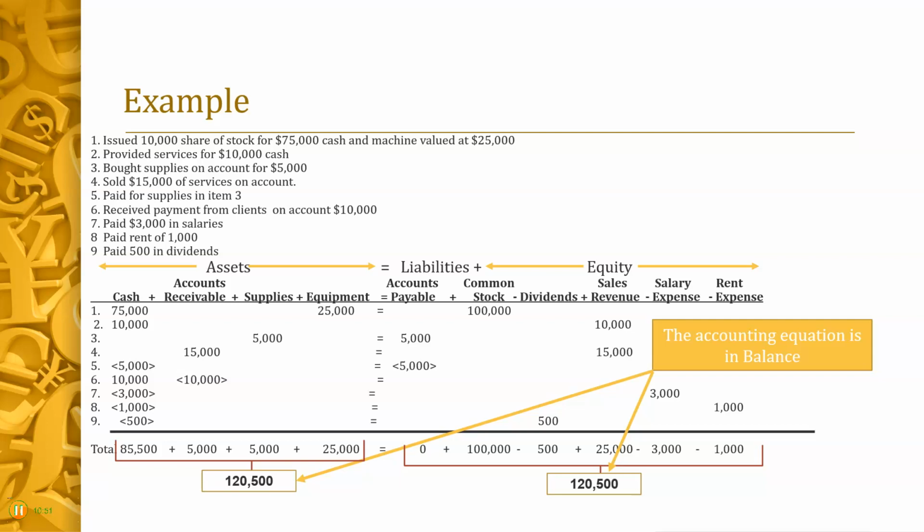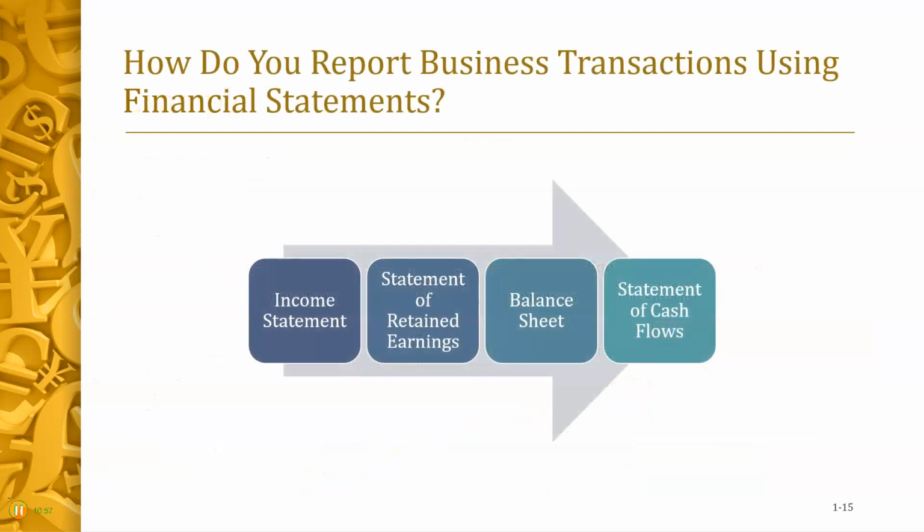Now, how do you report this financial information that you've been recording? We have to prepare 4 financial statements, and you prepare them in this order. First, you do the income statement, then you do the statement of retained earnings, then you prepare the balance sheet, and last you prepare the statement of cash flow. We will be discussing these in part 2.